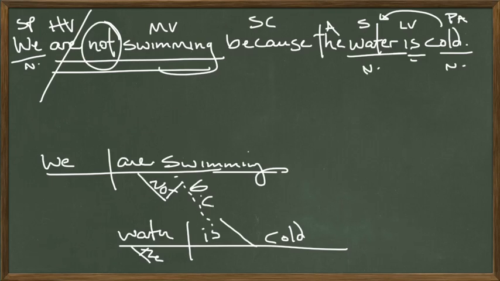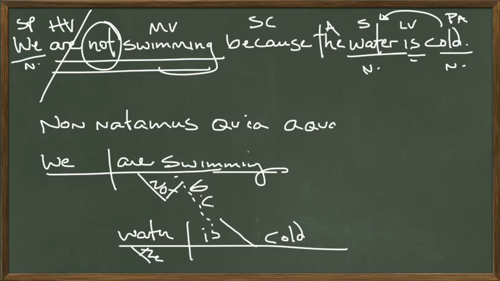Okay? So in Latin, non natamos, we are not swimming. Quia, or because. Quia, that's an ugly I. Non natamos quia aqua, because the water. Aqua frigida est. Non natamos quia aqua frigida est. Non natamos quia aqua frigida est.